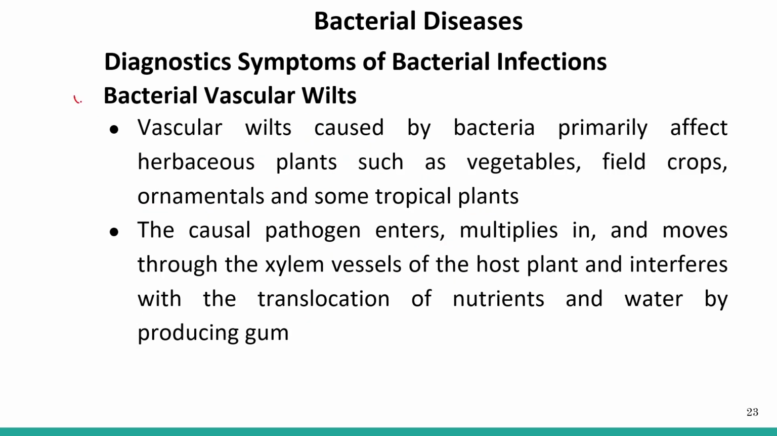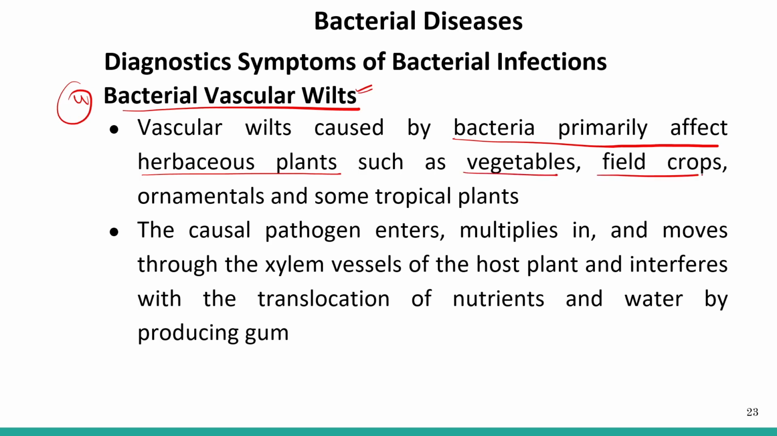Next disease is bacterial vascular wilt. Vascular wilt caused by bacteria primarily affects herbaceous plants such as vegetables, field crops, ornamentals, and some tropical plants. So these bacteria cause wilt in herbaceous plants such as vegetables, field crops, ornamental crops, and also tropical plants.